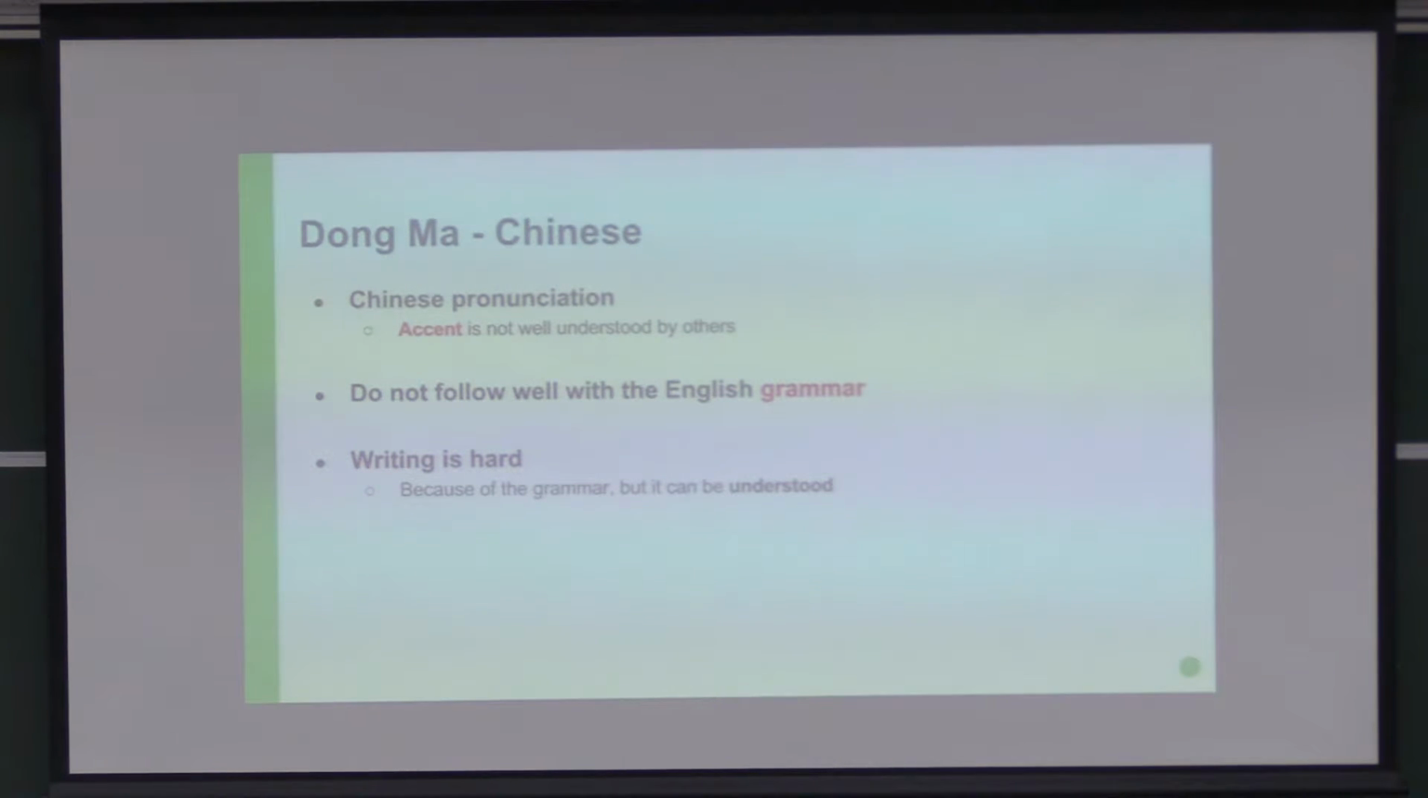And grammar is also different. But I think Chinese grammar is a bit more similar to English than Japanese grammar. For example, 我爱你 is "I love you," right? So it's the same order as English. And the writing is hard. Yeah, I think so.